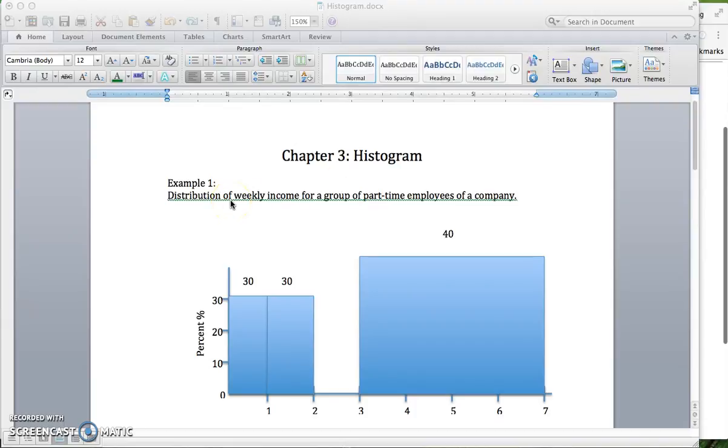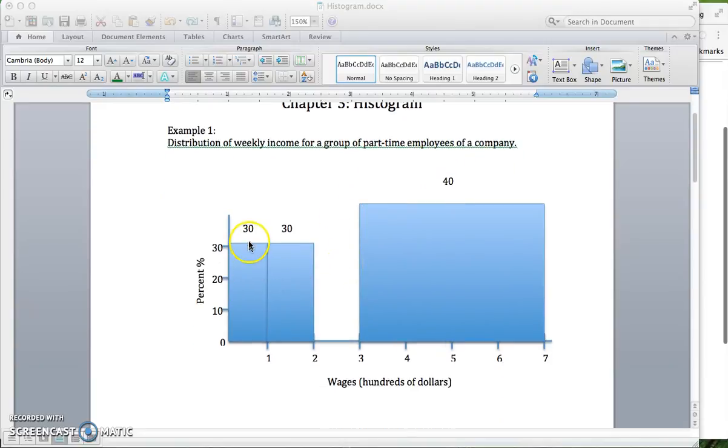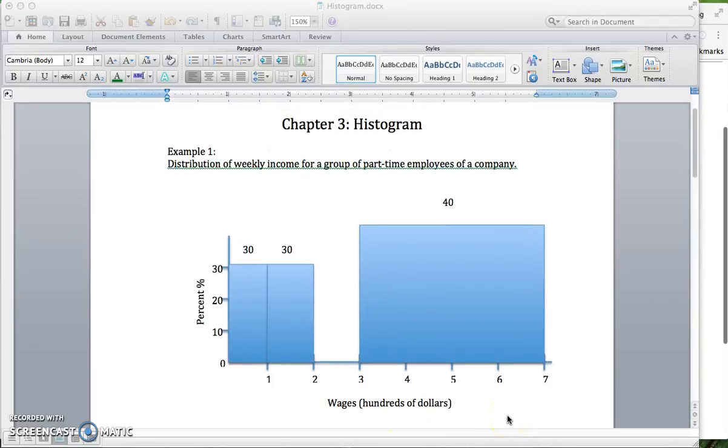Suppose that we have a distribution of weekly income for a group of part-time employees of a company, and say that, for example, 30% of these employees make between $0 and $100 a week, and another 30% make between $100 and $200 a week. And finally, 40% of the employees make between $300 and $700 a week, and we have this representation of the histogram of this distribution.